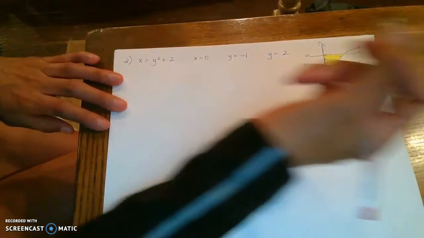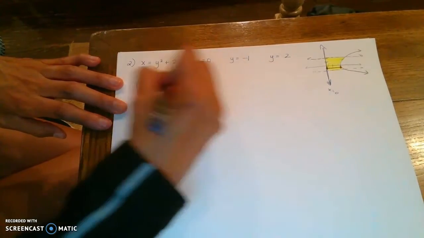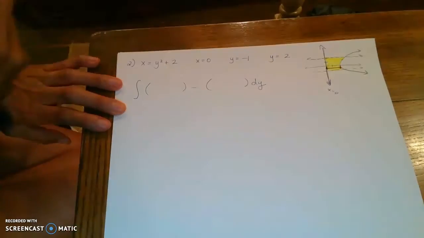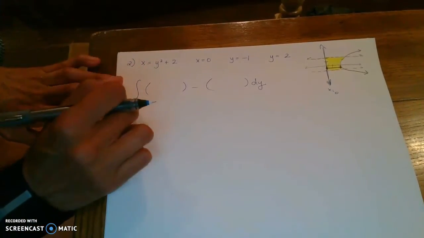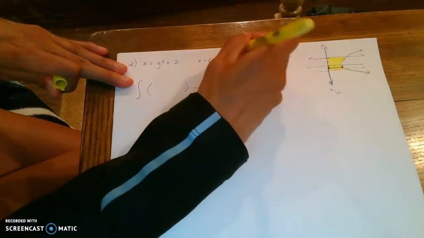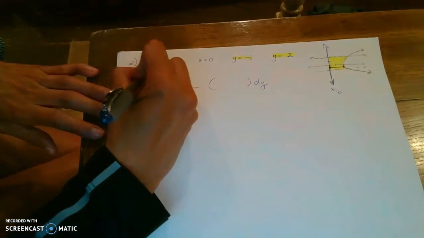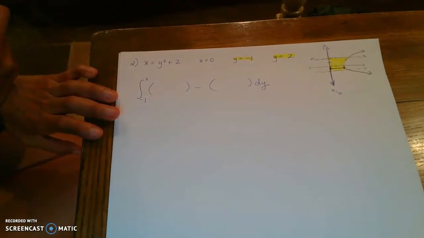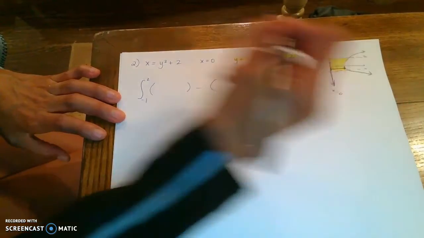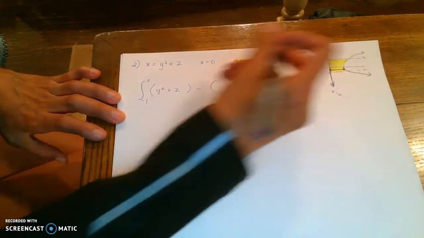So I know that my integrand is going to be right minus left, and in terms of dy. So therefore my bounds have to be y values. So what two y values were given to me are right here. Those are acting as my bounds. So it's going to be 2 and negative 1. And then I need to pick right versus left. Well, here the right is the quadratic, y squared plus 2. And the left is this x equals 0.